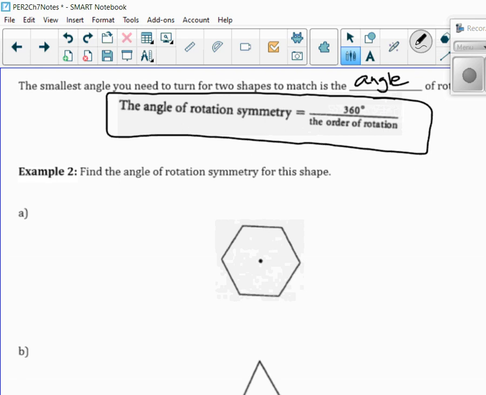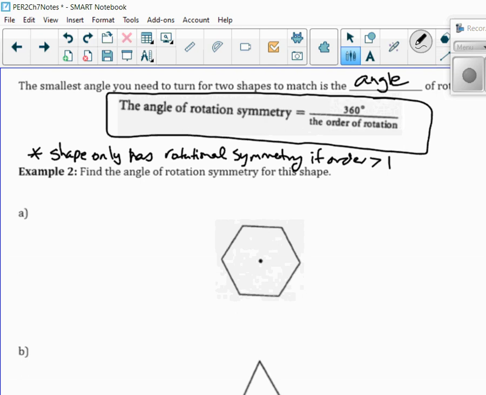So I want to say here, and I'll put a little star by it, the shape only has rotational symmetry if the order is greater than 1. Meaning you can't just rotate it back to the beginning and say it has rotational symmetry. It has to be more than one rotation for it to be considered rotational symmetry. Okay, so if you want, you can pause and you can find the order and the angle of rotation for each of these.